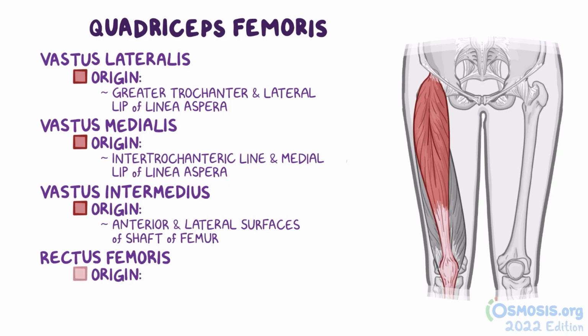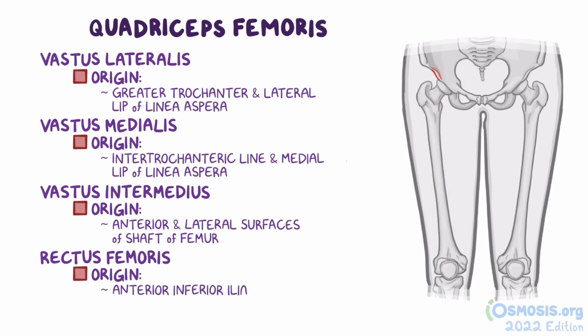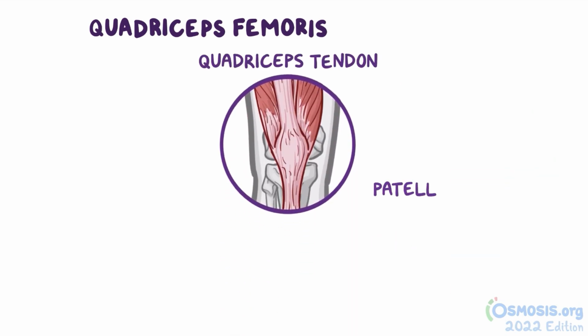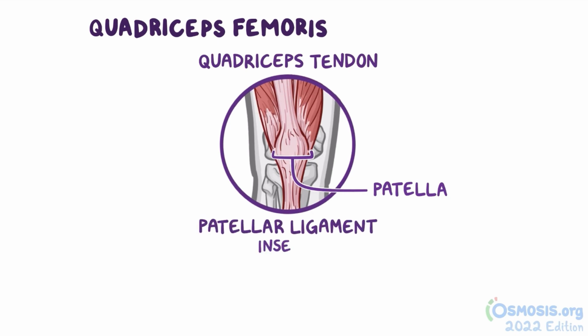The muscle originates on the anterior inferior iliac spine and the ilium, just superior to the acetabulum. Because there's power in unity, all tendons of the four parts of the quadriceps unite in the distal portion of the thigh to form the quadriceps tendon. Moving distally, the quadriceps tendon envelops the patella and continues as a patellar ligament, which crosses the knee joint and attaches to the tibial tuberosity.